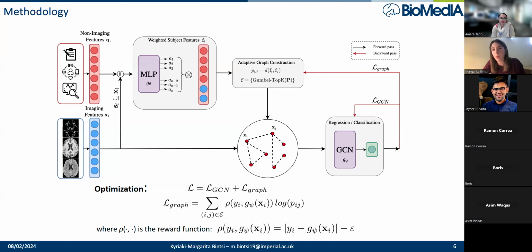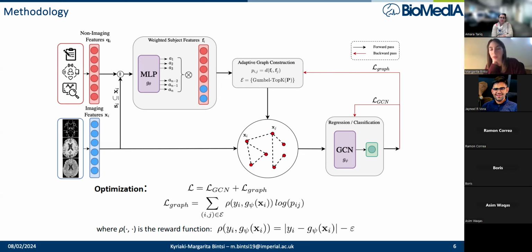So is it correct to assume that this MLP takes in concatenated features, non-imaging and imaging, and then it's also doing some kind of compression, mapping those concatenated feature vectors into another space? No, it takes the concatenated features and then it produces one attention score for every feature. Okay. So the output is actually a vector, which is the size of the different phenotypes, which we used around 70. And then we have one attention weight for every phenotype.